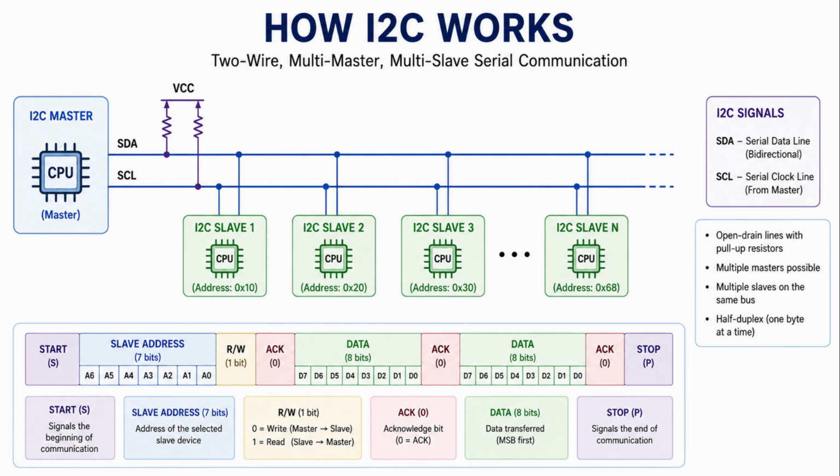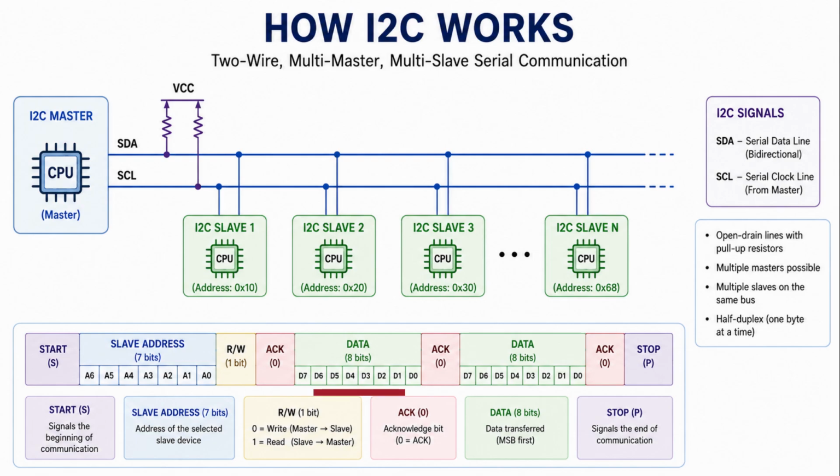Another important feature of I²C is that the SDA and SCL lines are open drain with pull-up resistors. That arrangement is what allows multiple devices to safely share the same bus. I²C communication happens in a defined sequence. We start with a start condition, then we send the slave address. Typically the address is 7 bits. After that comes the read-write bit. A 0 means write and a 1 means read. Then we have an ACK, where the receiving device confirms that it received the information.